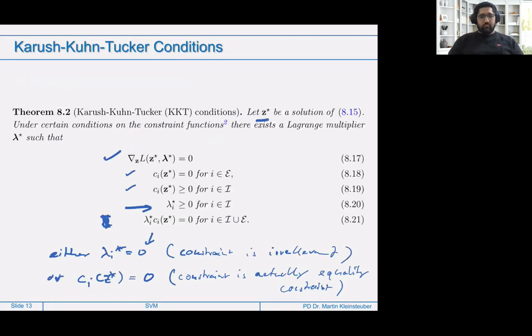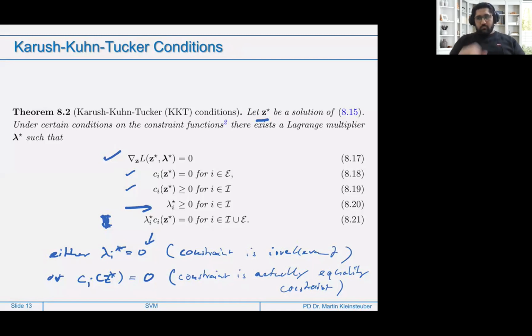I would like to go in there and have a closer look at what these constraints really mean. So the first constraint, 8.17, is that the gradient with respect to Z of this Lagrangian function is 0. That was essentially the picture that I drew. It means that the gradient of the cost function at an optimal solution and the gradient of the constraint point somehow in the same directions. Then 8.18, 8.19 are the constraints. That just means that this Z star satisfies these constraints.